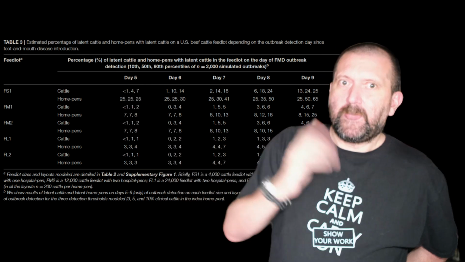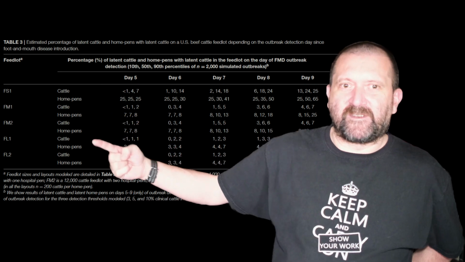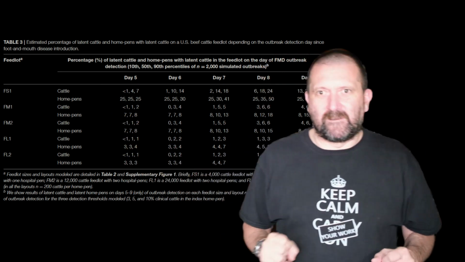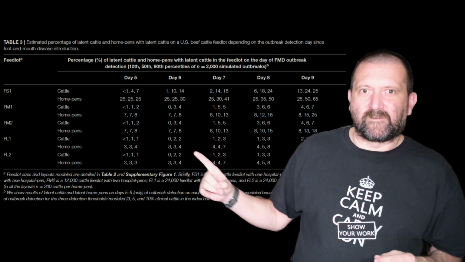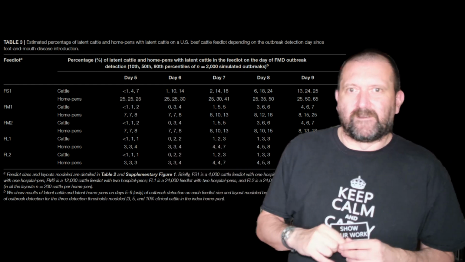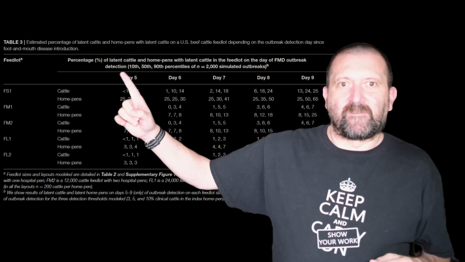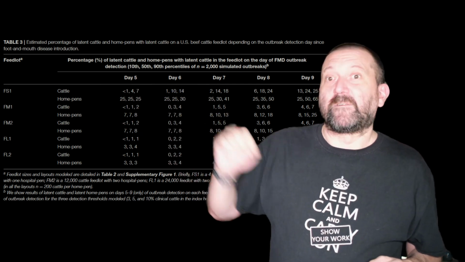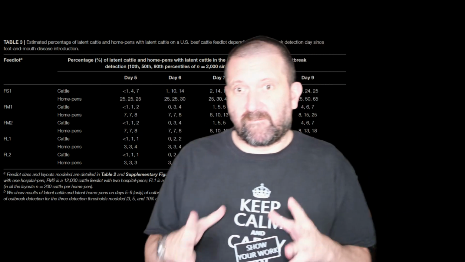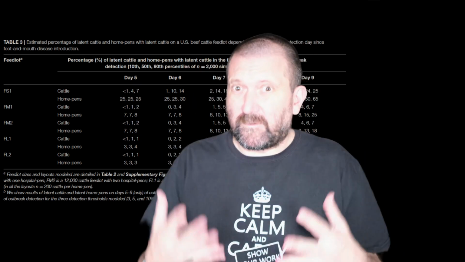depending on time. This is cattle in home pens, etc. So we're looking at how these things evolve through time. You can see the percentages, and yes, these are the percentiles in a 2000 outbreak. So you can see this was studied numerically quite extensively. It's an interesting paper. It's very, very complicated, I should point out.